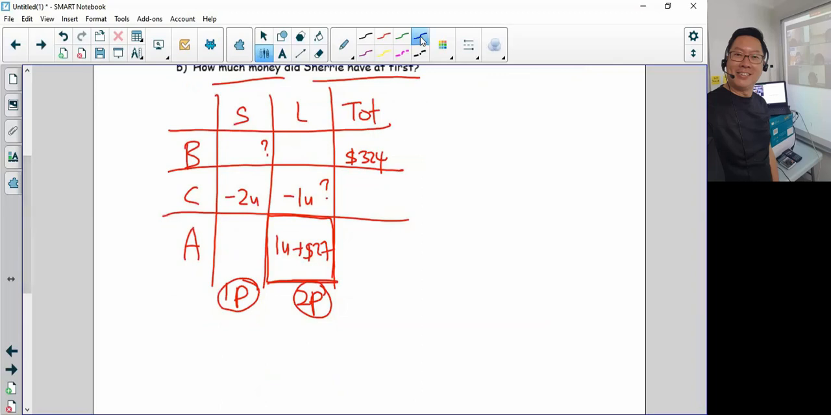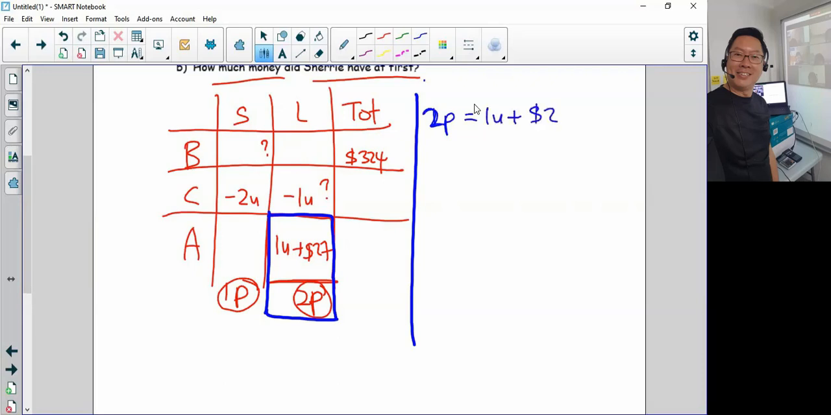What things do we learn? We learned that in the same box, right? Same box. Okay, in the same box, what do you have? You have 2 parts in the same box as 1 unit and $27. So what does that mean? It means that 2 parts is the same. Same means equal. Equal to what? 1 unit and $27. Same box means what? They are equal. Okay, let me just remove this line. So they are in the same box, so they're equal to each other.